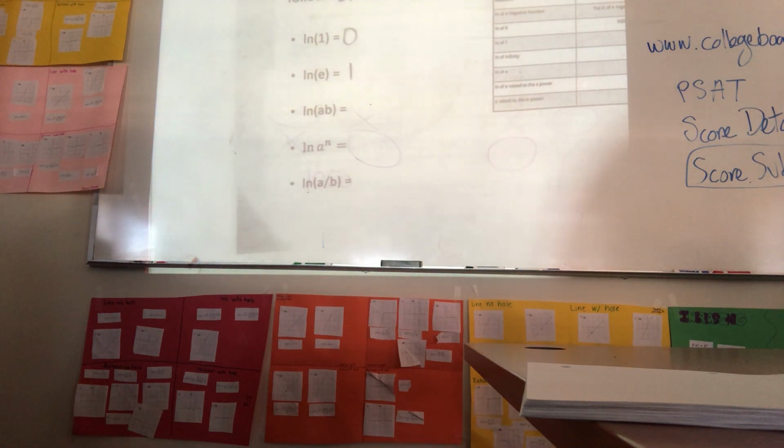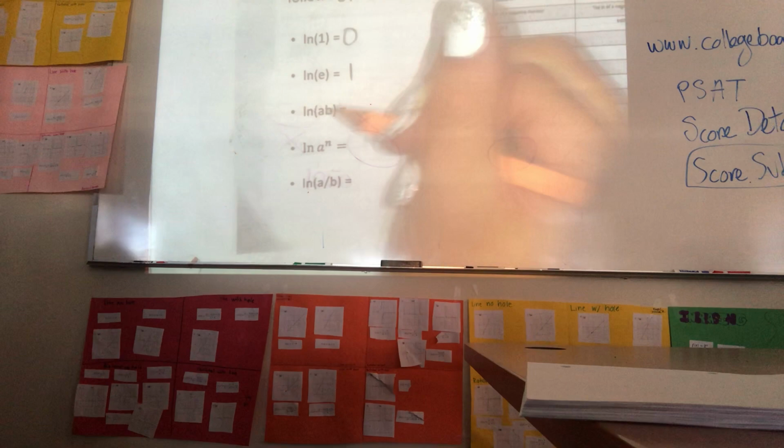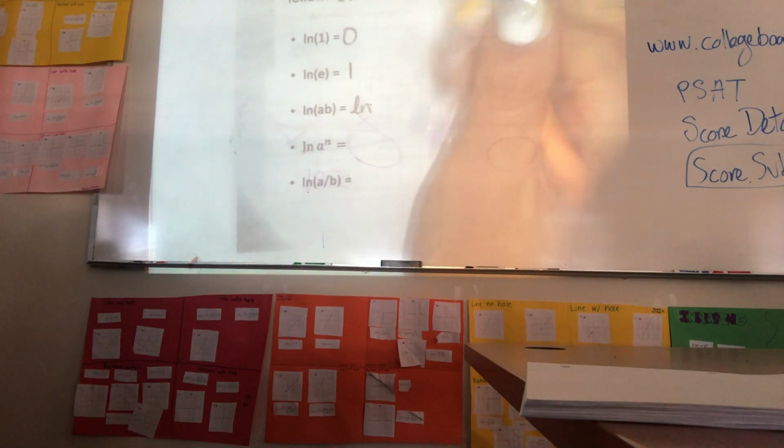So we have a product rule in calculus, right? This is the logarithmic product rule. Totally different. They just both involve products. ln of a plus ln of b.